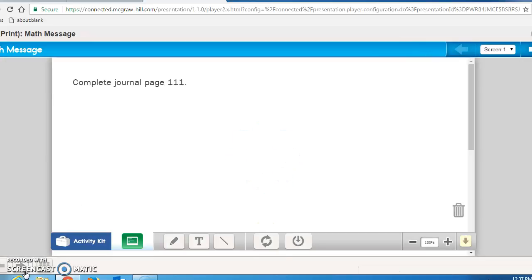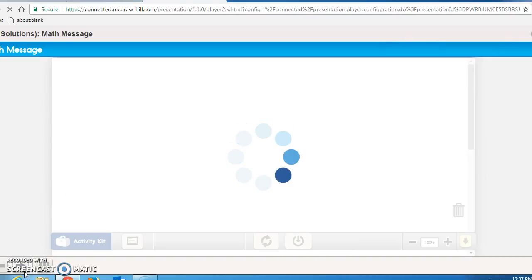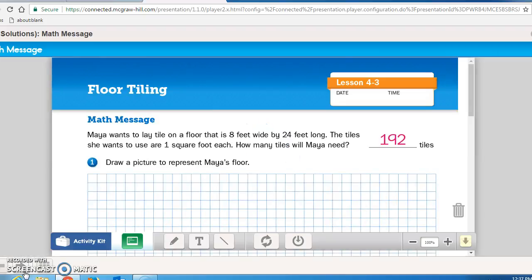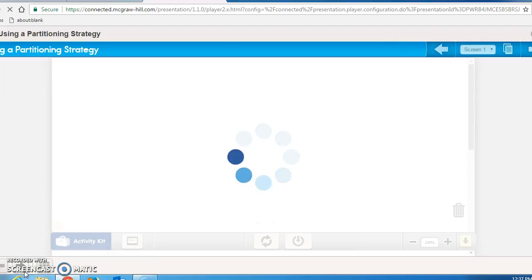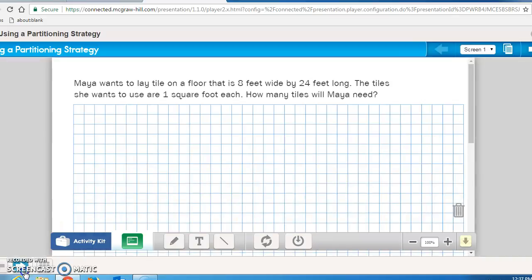I want you to complete Math Journal, page 112. Explain how you figured out how many tiles you needed. Based on what I said, you may have to rewind the recording to listen once again to my explanation so that you can write that in words. When you are finished, turn the recording back on and continue on with this lesson.